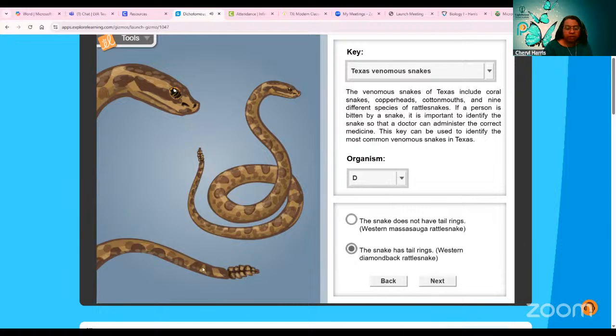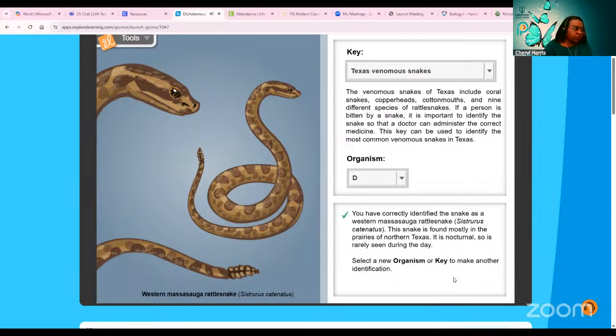Let's see. So we're going to call these brown. It looks like alternating dark brown and light brown. I'm going to call those rings. Oops, I guess they're not rings. Okay, so those are not rings. And then if you're wrong, just hit the back button and select the other one, and then you'll be right.